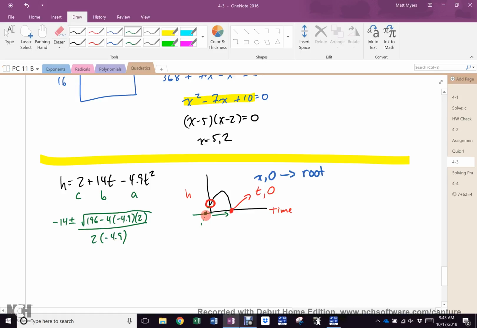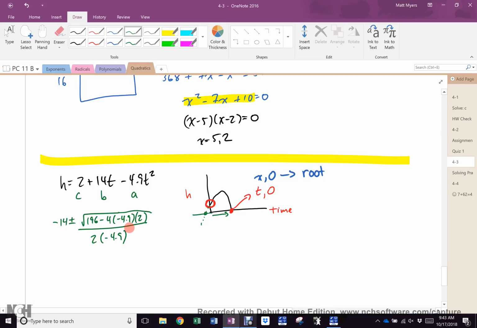Because I cannot throw a ball back in time, no matter how fast I throw it. Even if I can throw it 88 miles an hour and it has a flux capacitor in it, I cannot throw a ball back in time. Is everybody good? And you could all do that on your calculator, couldn't you?